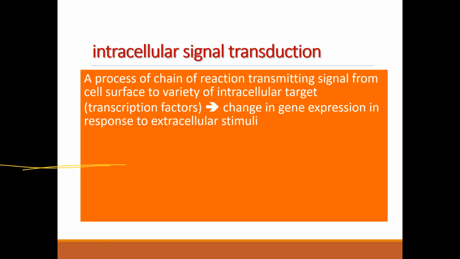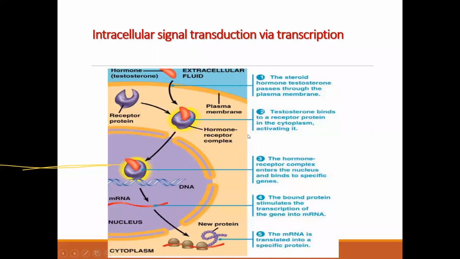This is the definition of intracellular signal transduction. It means the process of a chain of reactions transmitting a signal from the cell surface to a variety of intracellular targets, for example, like a transcription factor. Therefore, there is finally a change in gene expression in order to respond to the extracellular stimuli. Okay, this is an example of intracellular signal transduction. The response is transcription.